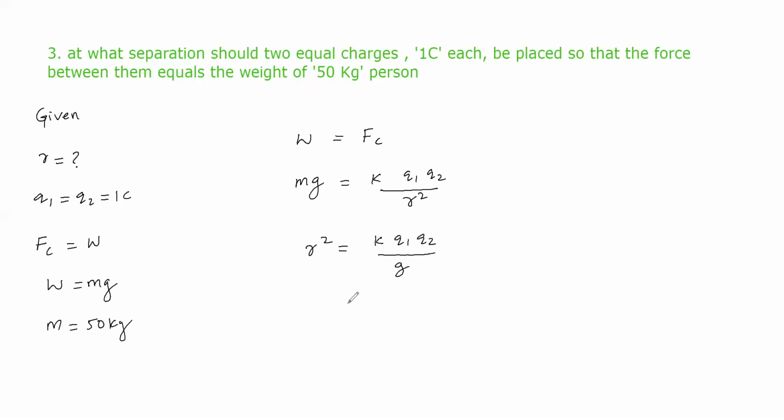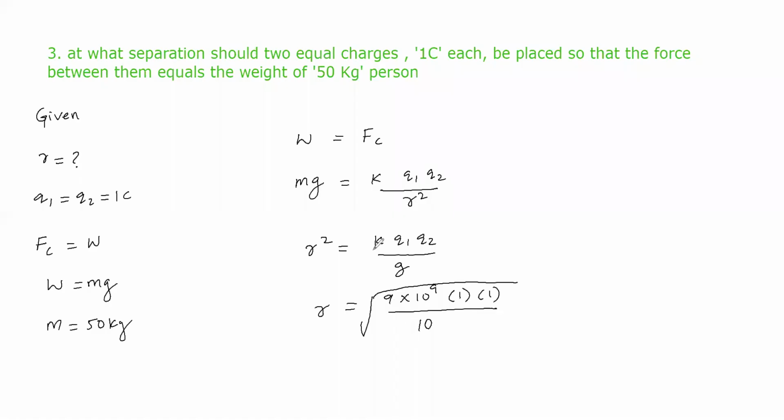Now we are going to substitute the values of K, Q1, Q2, g, everything. K value is 9 into 10 power 9. Q1 is 1 and Q2 is 1, divided by the g value, let us take 10. Now we need to find r, so let us take the square root.